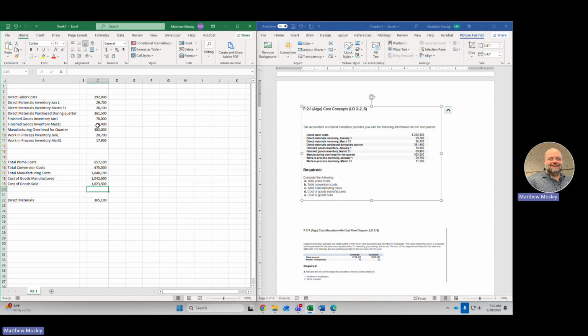The nice thing about this is if you set this up correctly and you change these numbers up here, you're done with your homework problem.